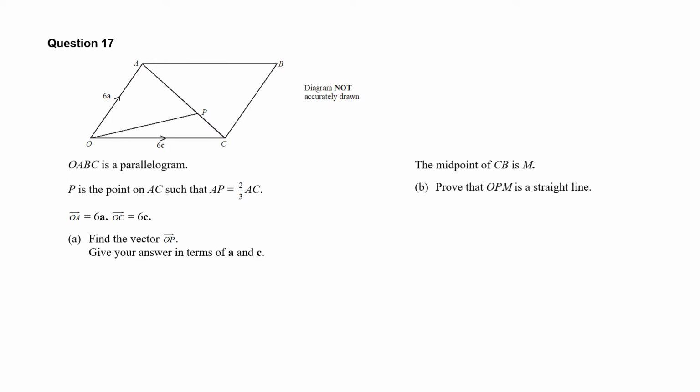So now we've got a question about vectors. We're given that OABC is a parallelogram and P is the point on AC such that AP equals 2/3 AC. So this is going to be 2/3 of the length, and this is going to be 1/3 of the length. And we're given that OA is 6A and OC is 6C. So we want to find OP. We're going to have to find AC to begin with.